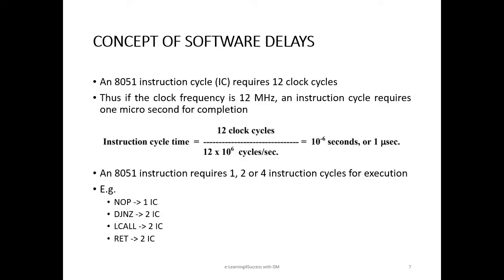In this slide we will see how a software delay is possible. We know that an 8051 instruction cycle requires 12 clock cycles. For example, if we are using a 12 MHz clock, an instruction cycle requires 1 microsecond for execution. A typical 8051 instruction requires either 1, 2 or 4 instruction cycles for execution. As an example, a few 8051 instructions and their corresponding number of instruction cycles are shown here.